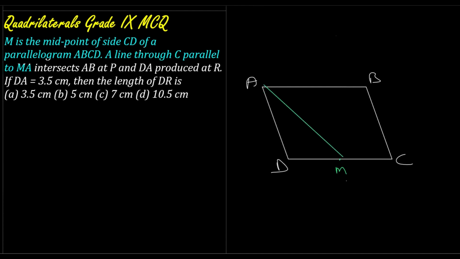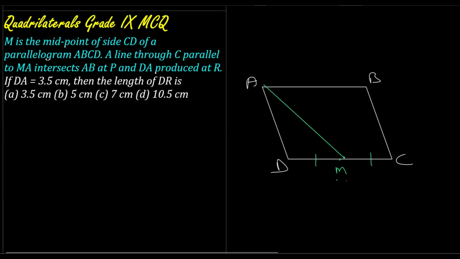Let's say first I'm going to draw this line, and what do we know? That this is the midpoint, right? That means we have been given DM is equal to CM, and we are given that a line is drawn through C parallel to MA, and it meets DA produced at R.